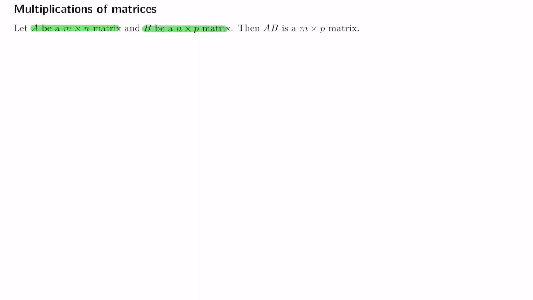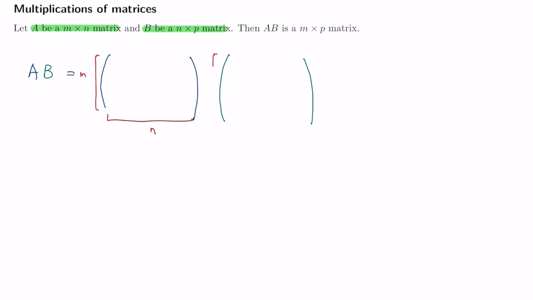Let me make it more precise. We have A and B. When can we multiply them together? When A is m by n, which means you have m rows and n columns, and then B is n by p.